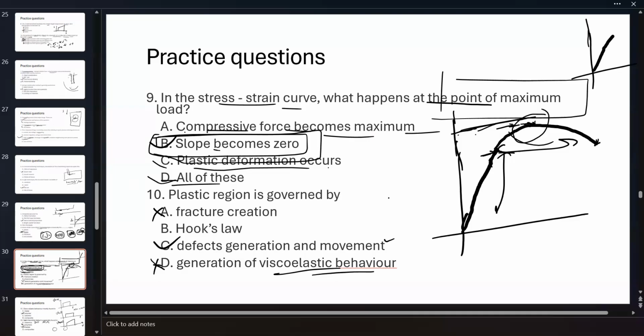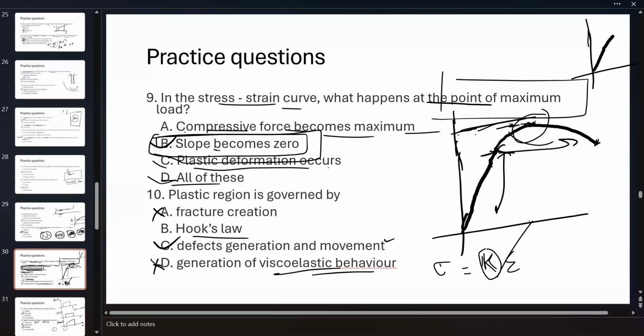Elastic region is governed by Hooke's law. Stress is equal to A times strain, where A is your Young's modulus, A or Y.